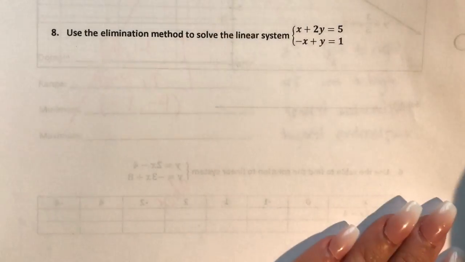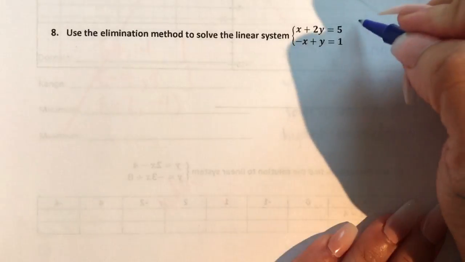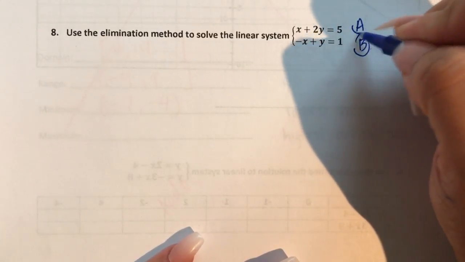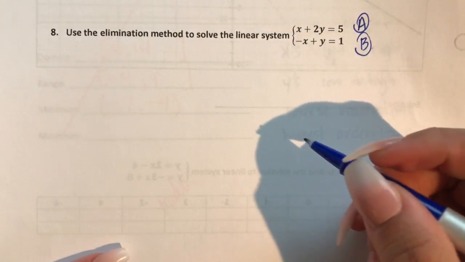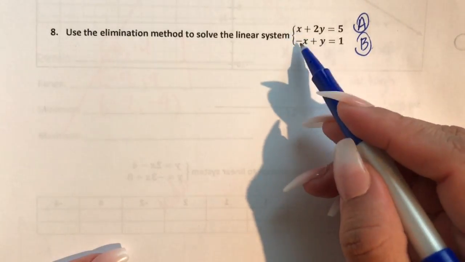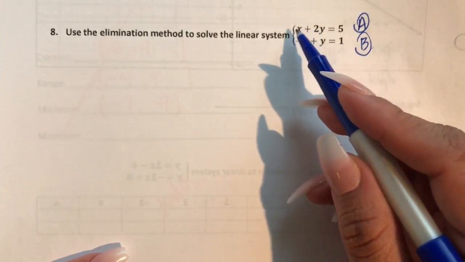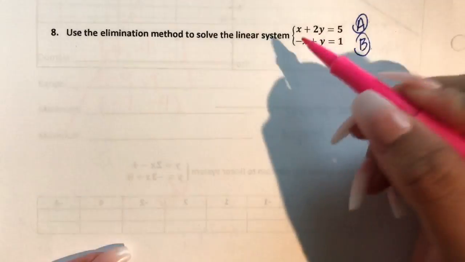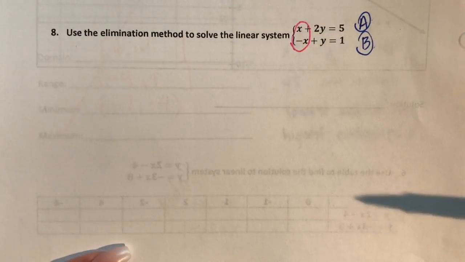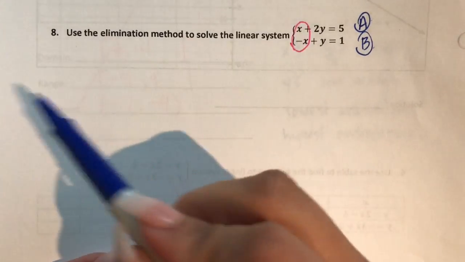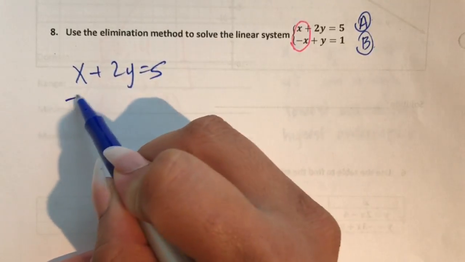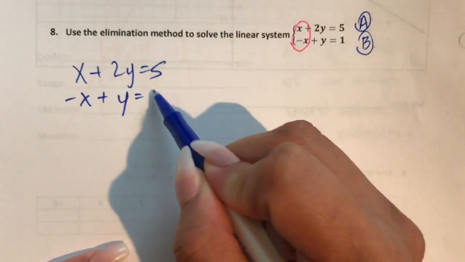So equation A is going to be x plus 2y equals 5. Equation B will be negative x plus y equals 1. Elimination, so that means that you're going to have to find the opposite of a variable. In this case, we're going to look at x's because one is a positive, one's a negative, so we know that they will eliminate when we add them. Let's go ahead and set this up. X plus 2y equals 5. Negative x plus y equals 1.